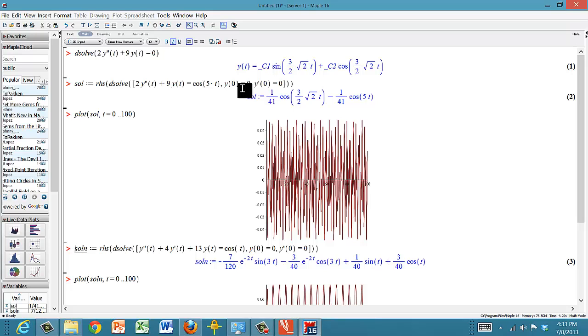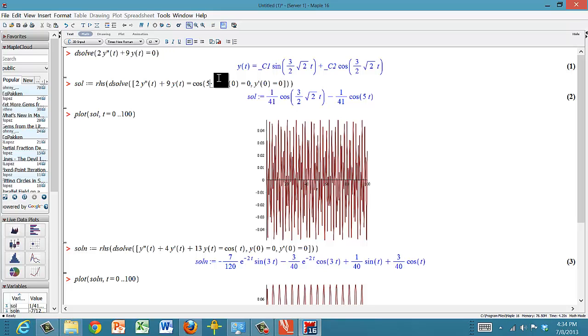And you'll see that in each of these there are two parts of my solution. You have this part, the cosine 3 root 2 over 2, that's coming from the general solution of the homogeneous problem. And you've got this second part, 1 over 41 cosine 5t, that's coming from the forcing function. And our displacement is staying relatively small.